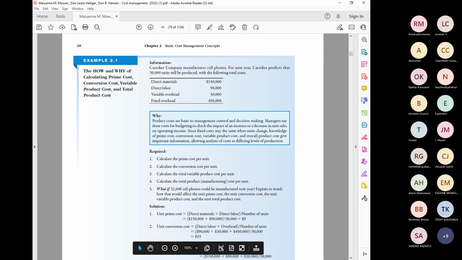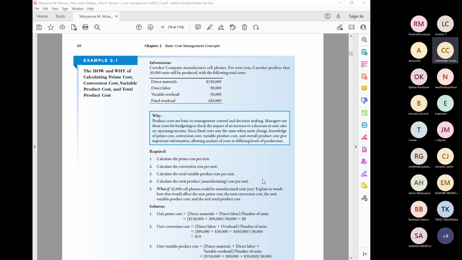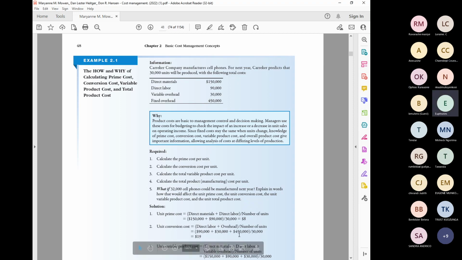Now discuss prime cost. We only need direct material and direct labor. Direct material and direct labor, yes. Per unit. And this unit prime cost, so direct materials plus direct labor. Then you divide by the number of units.